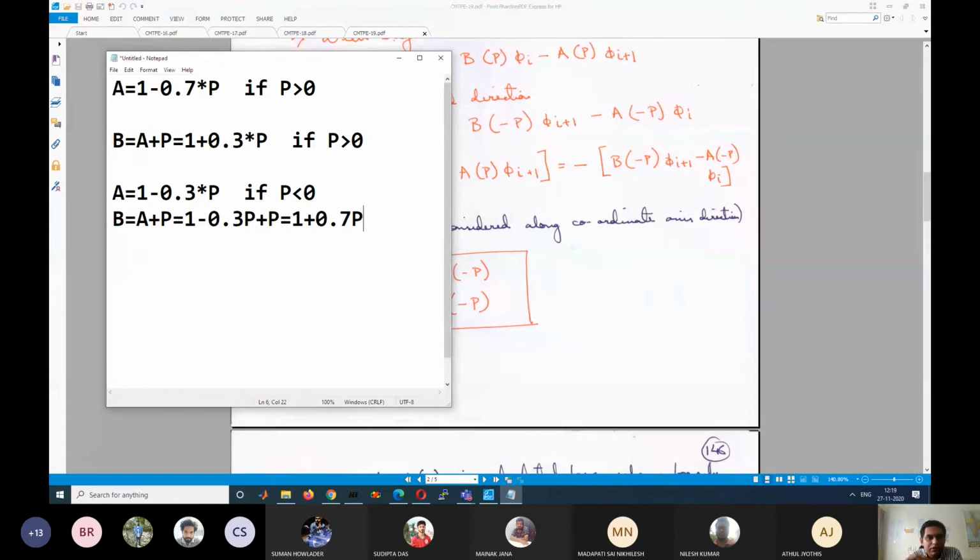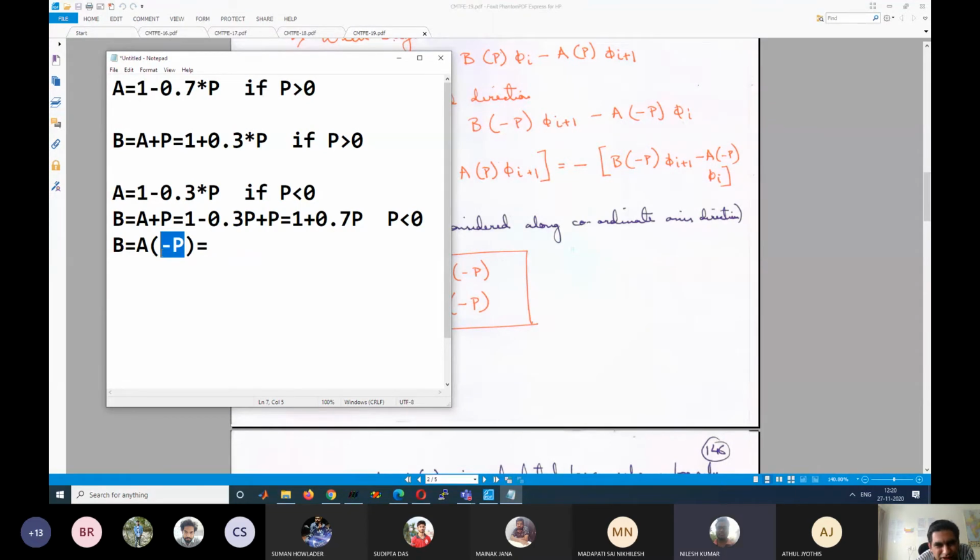Sir, if we use b is equal to a of minus p, then it will become 1 plus 0.3. Let us use b is equal to a of minus p. So for p less than 0, we want to find the value of b. What is the value of minus p? Is it negative or positive?